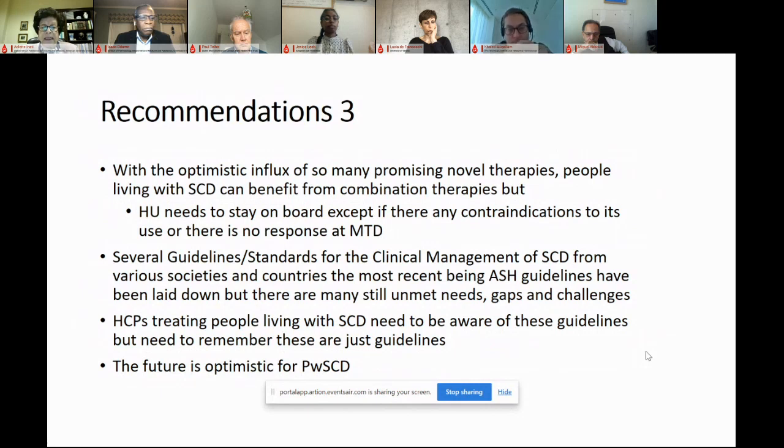As you've heard in the last session, several guidelines, standards for clinical management of sickle cell disease from various societies and countries, the most recent being ASH guidelines, have been laid down, but there are still so many unmet needs, variabilities, gaps, and challenges. Healthcare providers treating people living with sickle cell disease need to be aware of these guidelines, but you need to remember these are just guidelines, and their care must be based on patient situations and patient preferences. Incidentally, most of these guidelines had patients and caregivers as part of the team.